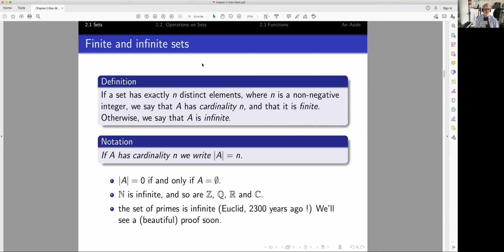The set of natural numbers and integers, rationals, reals, complex numbers, they're all infinite sets. Another set which is infinite is the set of primes, which is not totally obvious, right? If you've never seen the proof, we'll see it in chapter 4. It's a very, very nice argument. It's very old, 2,300 years ago in Euclid's Elements. It's a very nice proof that there are infinitely many prime numbers. We'll see that in a few weeks. Okay.